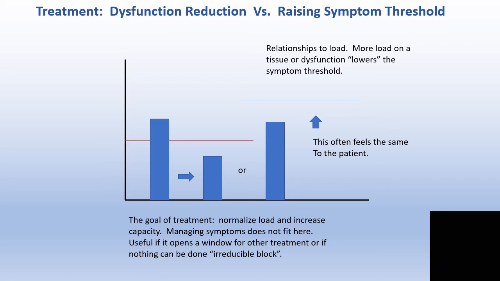This would be a patient who has moderate to severe arthritis, let's say in a knee, needs to have a knee replacement, but is hoping to put that off for a period of time. Then the goal of treatment would be to try to optimize what we can, with the understanding that a severe arthritic condition in a knee is an irreducible block.